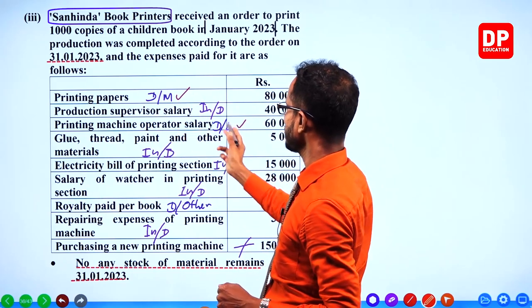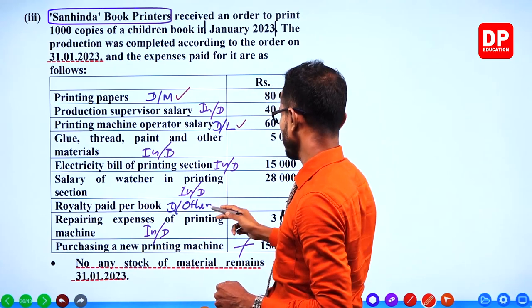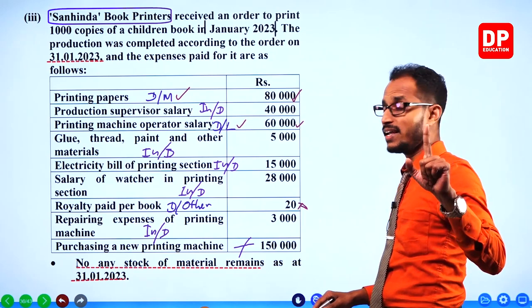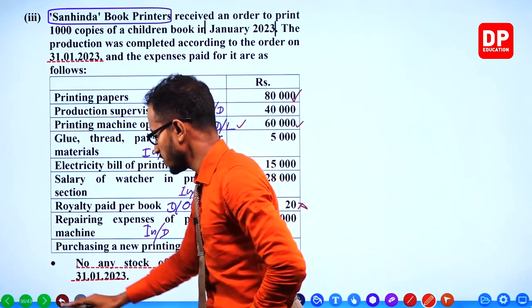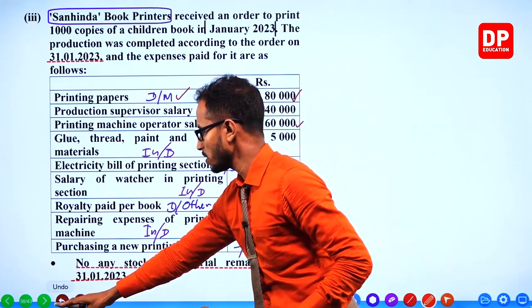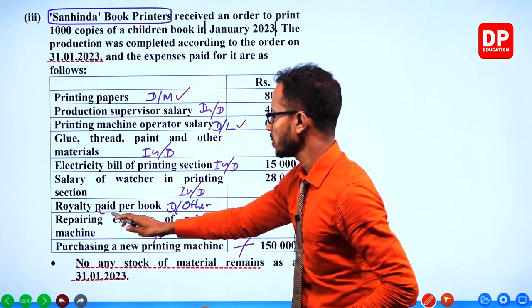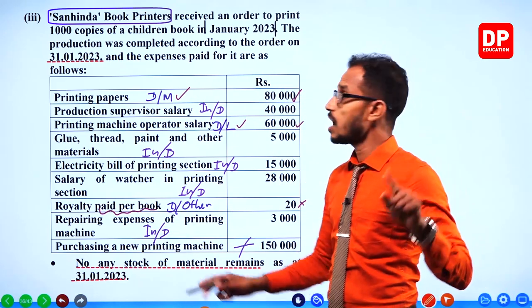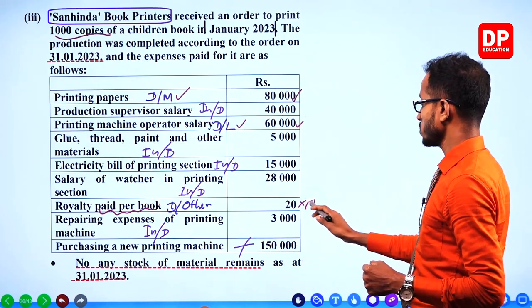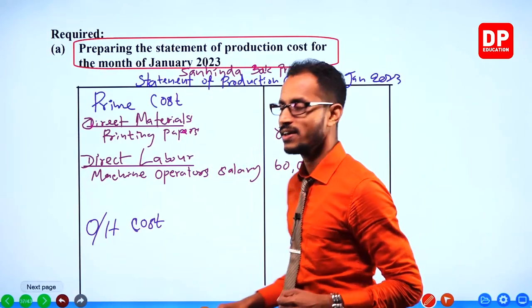Then direct material, direct labor, direct other. Royalty paid per book is a direct other cost. 20 per book, all right. Don't get fooled by this trick, it's an old trick. It's 20 per book, for one book. How many books? 1,000 copies, which means 20 into 1,000, 20,000. That is a direct other cost.